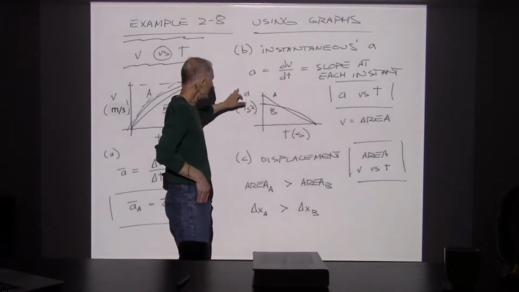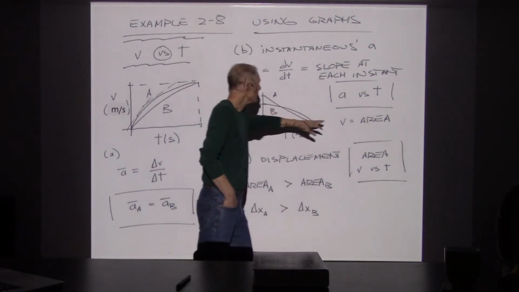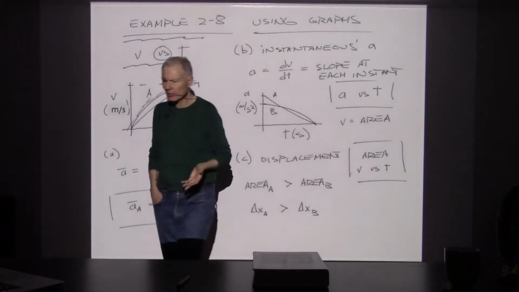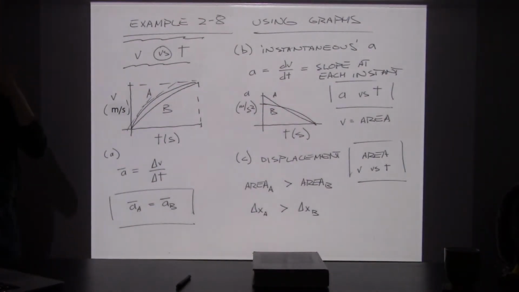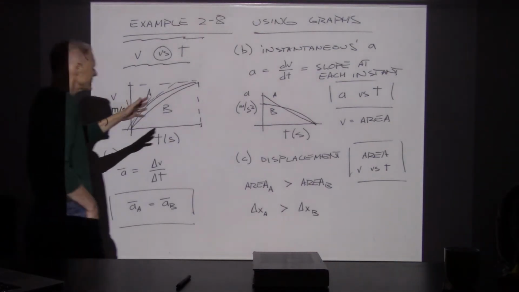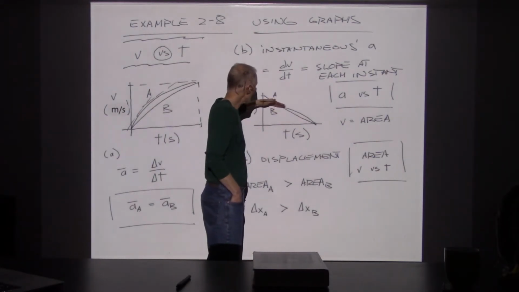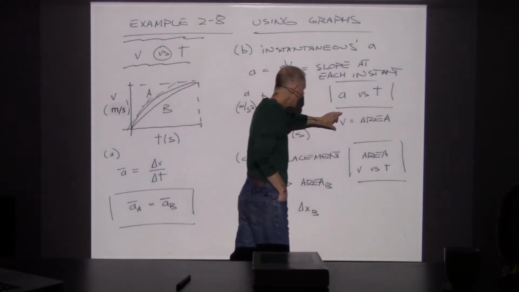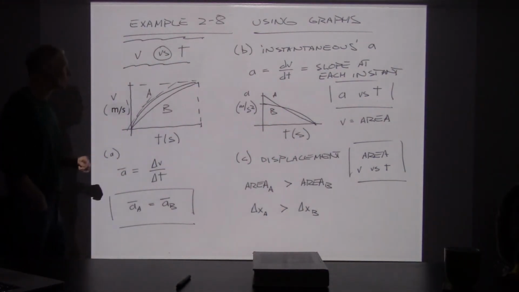Now, on an a versus t graph, the area under here is going to be the final velocity that you have acquired. So they both have to have the same area underneath. If I've drawn these graphs reliably, they look okay. So the area under the A curve and the area under the B curve have to match, because that would be the final velocity reached.